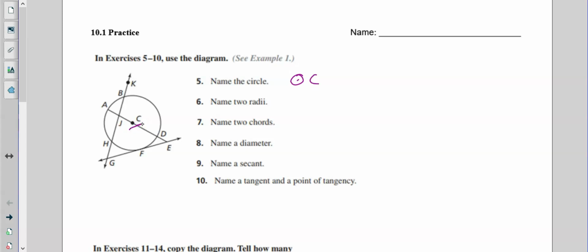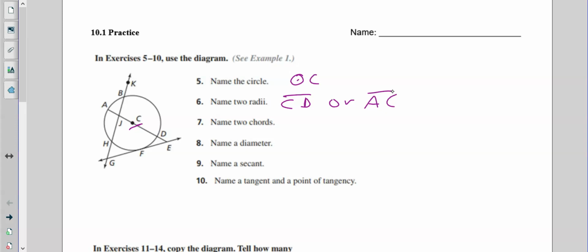So the radius goes from the center to the outside. So we have CD. Again, you could also call that DC, doesn't matter in the order. Or you could go with AC or CA, doesn't matter. You can put the center first, center second, doesn't matter. But notice it is a line segment, so we don't put arrows.